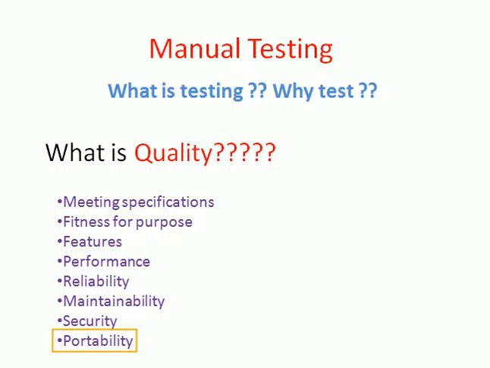So wherever we find that the system meets the specifications, is fit for the purpose, has a large number of useful features, is performing well, it's reliable, it's maintainable, it's secure, it is portable, we say it has high quality. So that is the understanding of quality. Now why have I explained quality when I am going to explain testing? Well, testing gives us useful data about the quality of the system that we have to test. So let us see how.